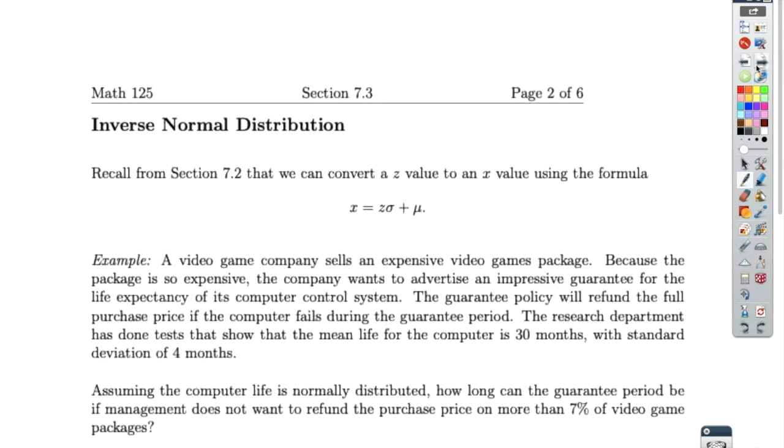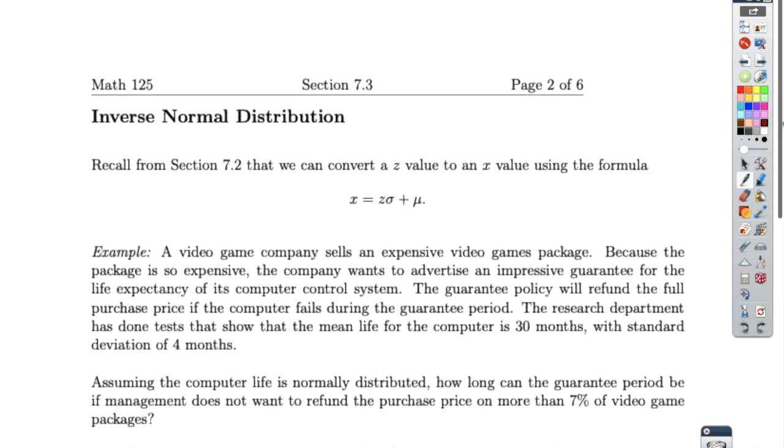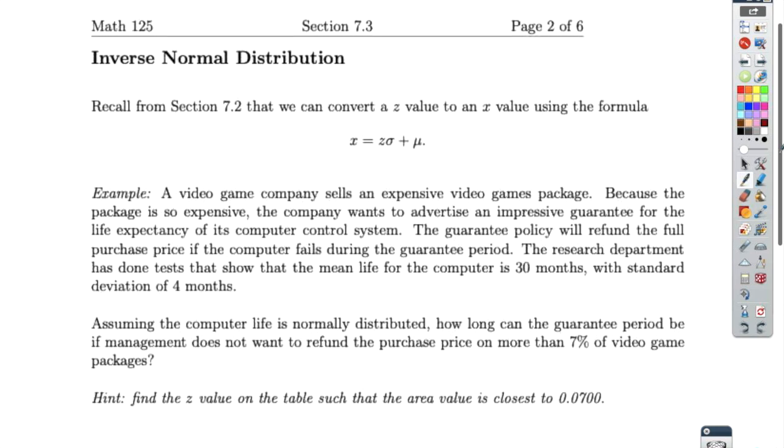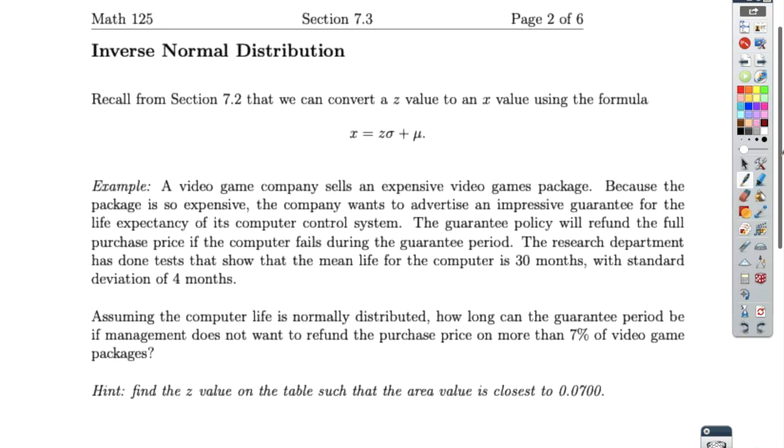Okay, so we're on page 2. Now this problem is interesting. I can give you x's and you can convert to z's and do your math there, which is what will typically happen, but actually the problem can go in reverse also.